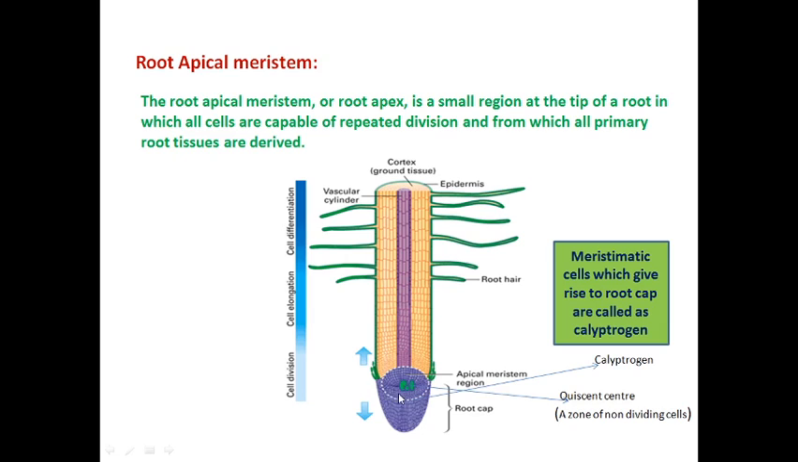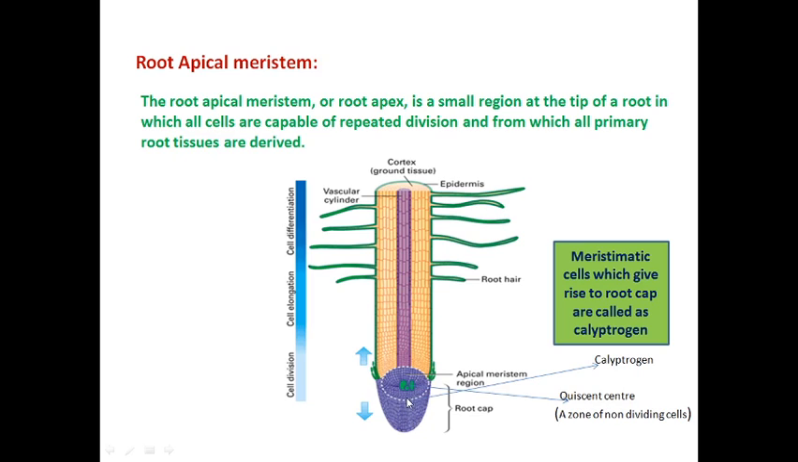Now the meristematic cells in this divide. Cell division occurs. Later these cells elongate and then differentiate. When they differentiate, they give rise to root hairs, epidermis, and the whole of the root is formed. And some of the cells here also form the root cap. Some of the cells in this root apical meristem form the root cap also.